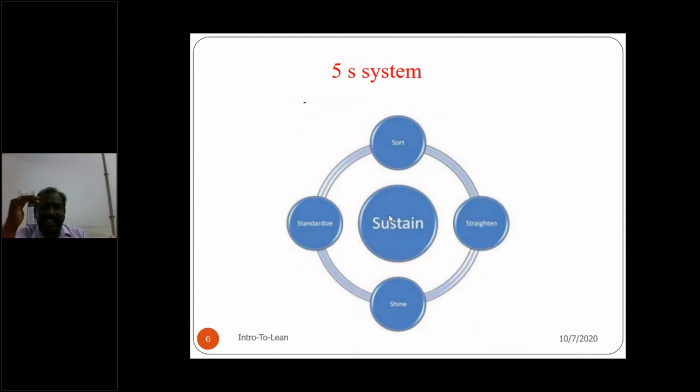You have to sustain the things, and it should be long lasting. It should go for the long lasting. And further, we have to sort out, straighten, shine, and standardize the things, and we have to go for the fire systems.